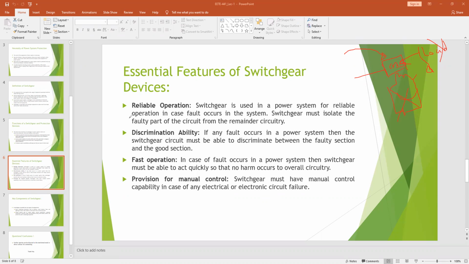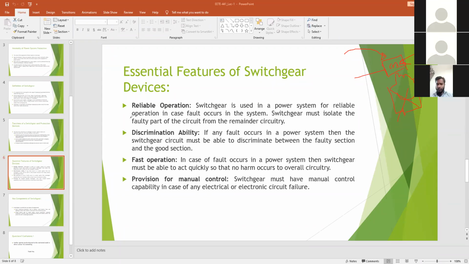So these are the 4 essential qualities that a switchgear device must possess in order to be considered a good switchgear device. To say that a switchgear device is good, it should have at least these 4 essential features. If so, then we can term that particular switchgear a good, reliable switchgear. Understood? Do you have any question after this?